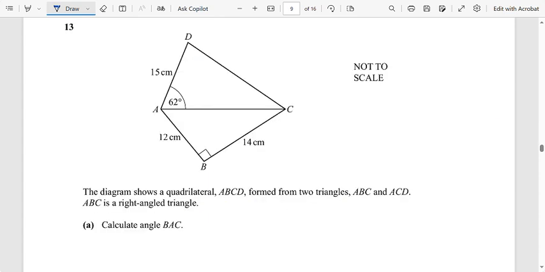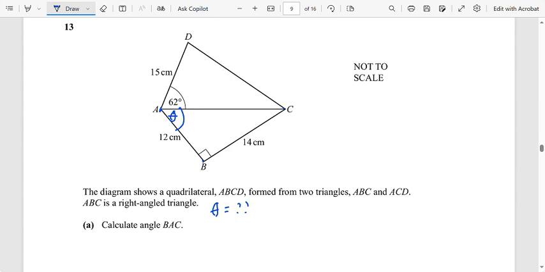Question number 13. The diagram shows a quadrilateral ABCD formed when two triangles ABC and ACD. ABC is a right angle triangle. Calculate angle BAC. So we want to calculate angle BAC. So this is angle A in that direction. So we can see that triangle ABC is a right angled triangle. So when I want to find an angle in a right angled triangle, I always try to make use of trigonometric ratios. So our theta is currently unknown.